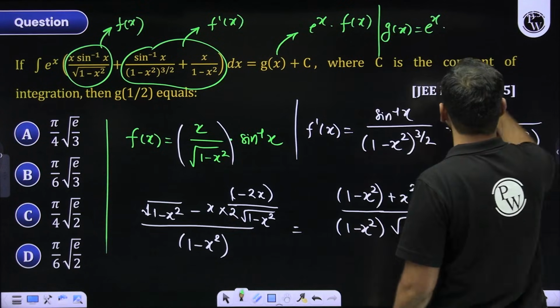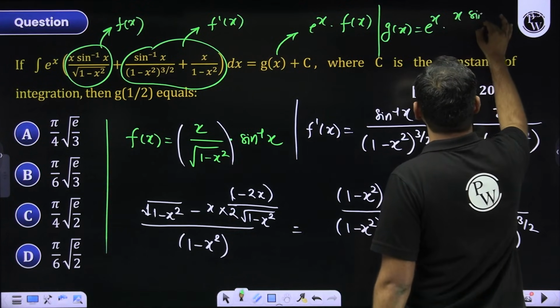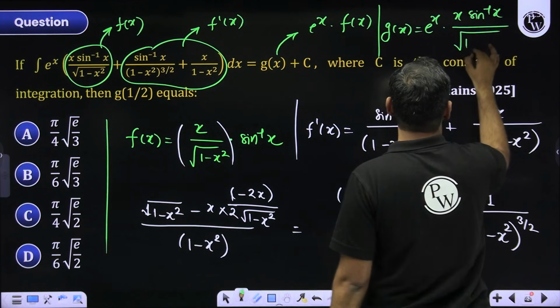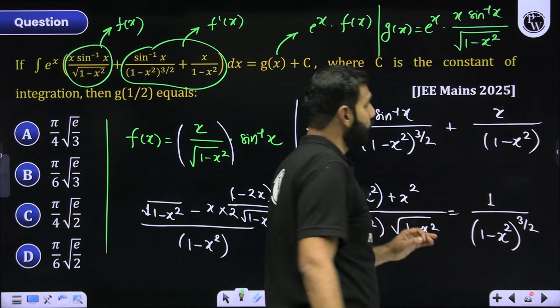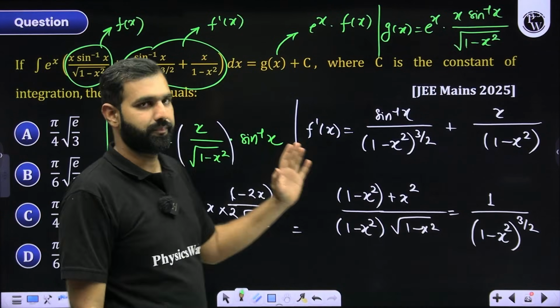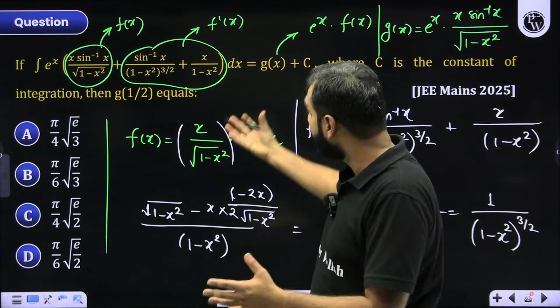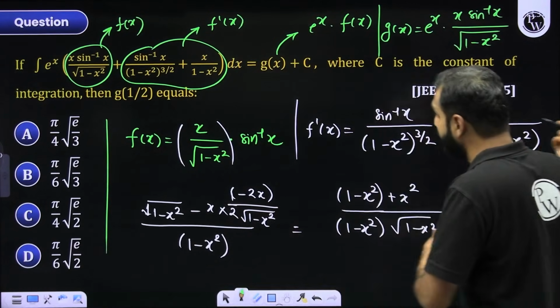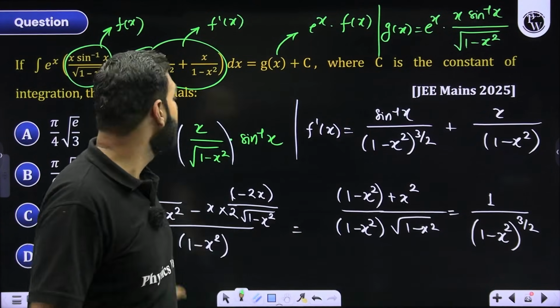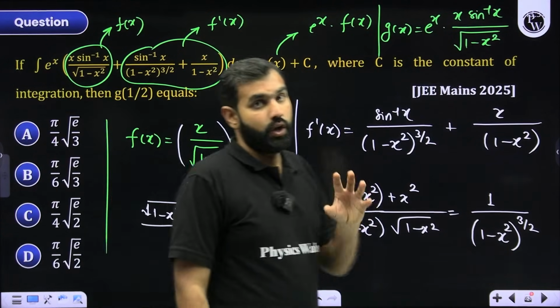And what is f of x? It is x times sine inverse of x whole divided by under root 1 minus x square. So far, with this much effort, you have cracked this g of x. This looked like a question on integration where I didn't do any integration at all. Did you realize that part? So the moment you see e to the power x, this is what should come to your brain.